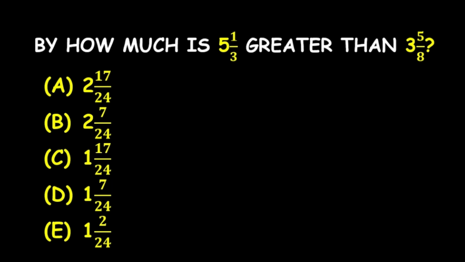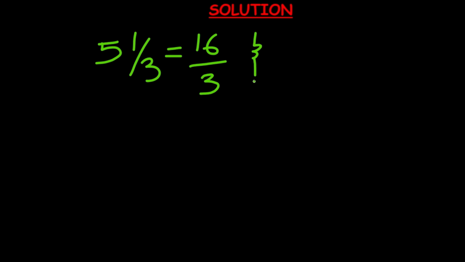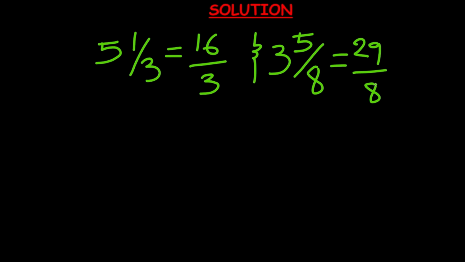To solve this question, convert both fractions to improper fractions. 5 whole number 1 over 3 is equal to 16 over 3. And 3 whole number 5 over 8 is equal to 29 over 8. Then, we subtract 29 over 8 from 16 over 3. Therefore, 16 over 3 minus 29 over 8 equals.